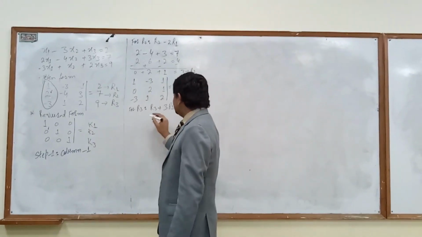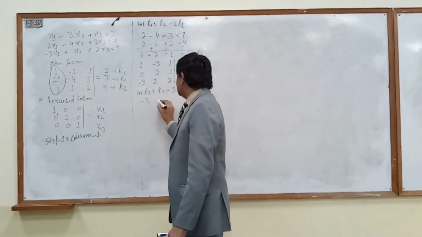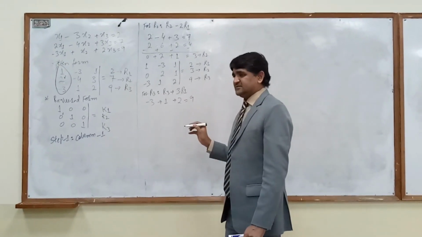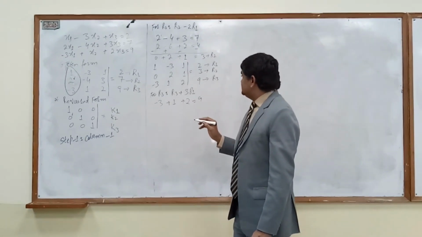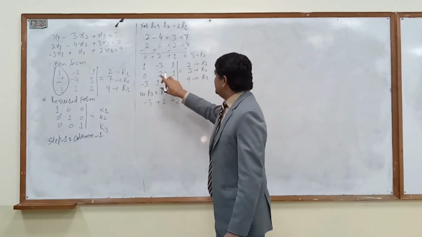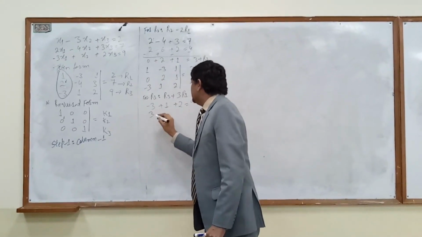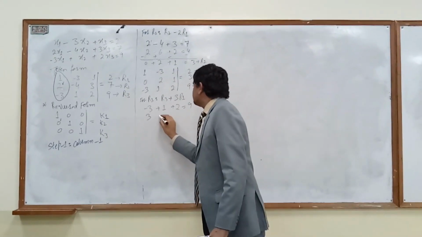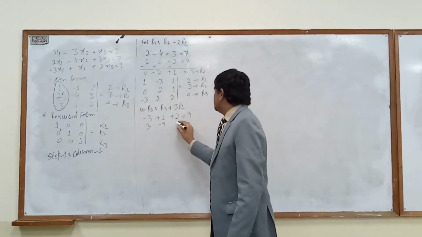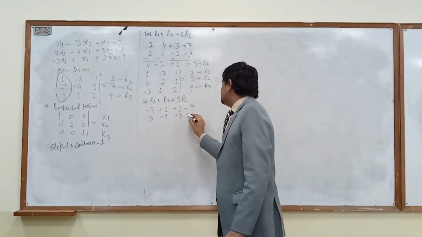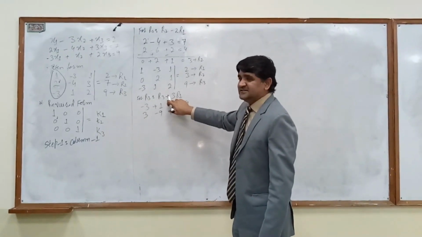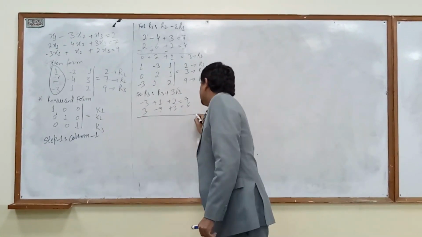Okay? Yes, sir. So what is R3? R3 is minus 3 plus 1 plus 2 plus 2 is equal to 9. And here we have to multiply row 1 by 3. 3 multiplied by 1? 3. And 3 multiplied by minus 3? Minus 9. And 3 multiplied by 1? Plus 3. 3 multiplied by 2 answer is 6. Yes. And here we are going to add, the sign will remain same.